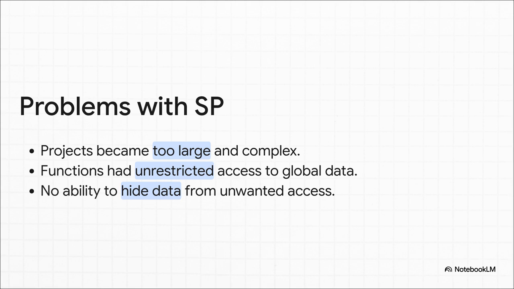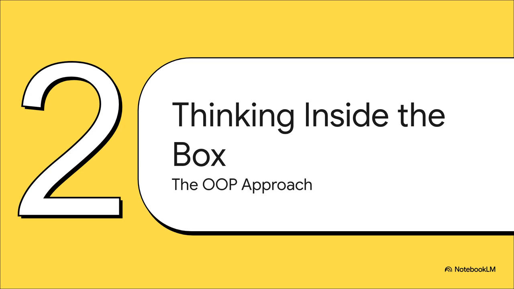With data being passed around so freely, it was like having one giant swimming pool of information that any part of the program could just jump into and change, often completely by accident. There just wasn't a good way to protect data from being meddled with. So this wasn't just about tidying up some code. Programmers needed a completely new way to even think about building software. And the solution was a revolutionary approach, thinking inside the box.